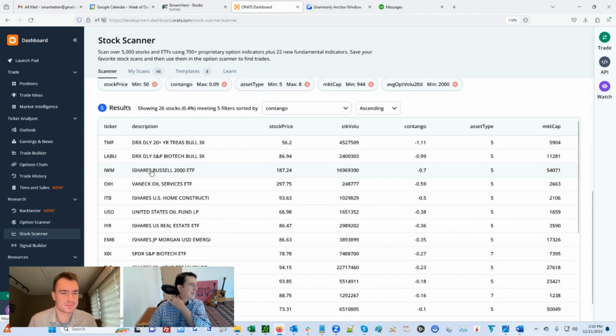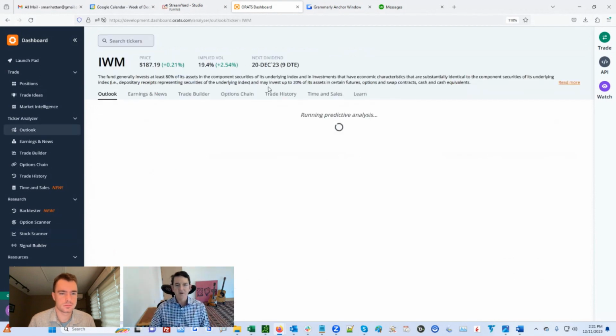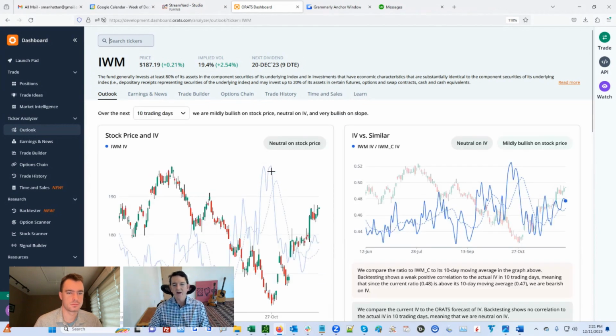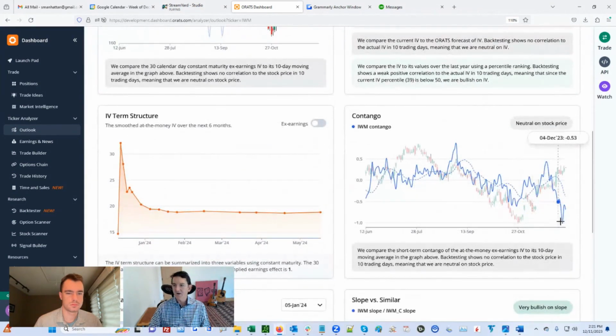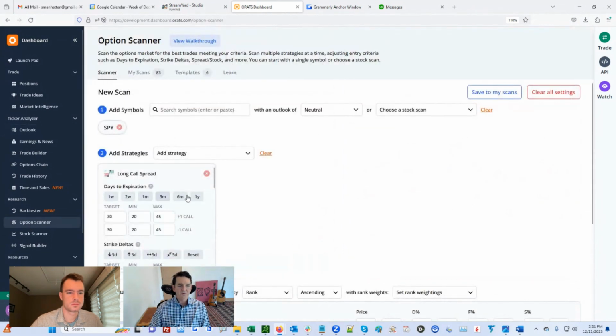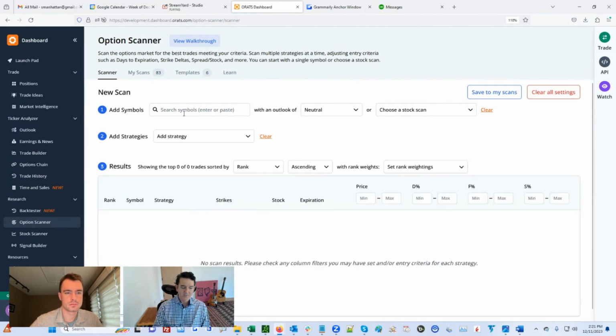So let's do a calendar now. Let's just do an at-the-money calendar. Let's just review. Let's go to the Outlook page, because the Outlook page has that Contango graph. We also saw a very low Contango here in this term structure. So now we're going to do the same method, because you want to use forecasts in order to find trades. Let's clear all these settings. I won't get ahead of myself, but IWM.